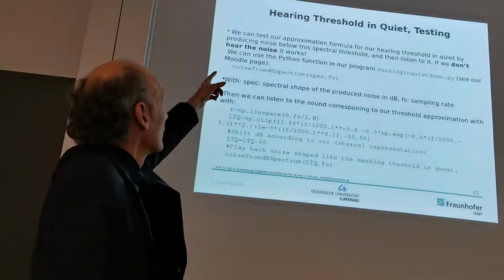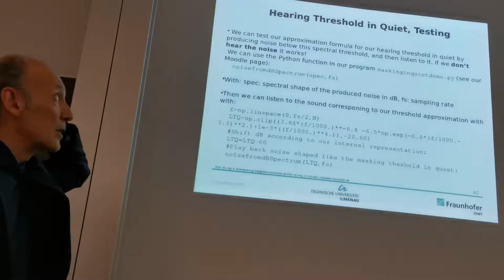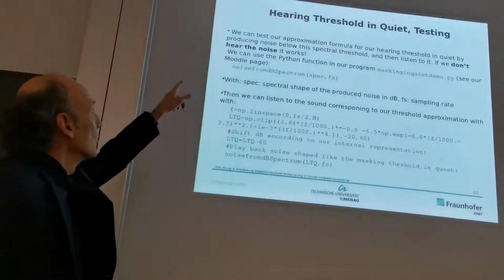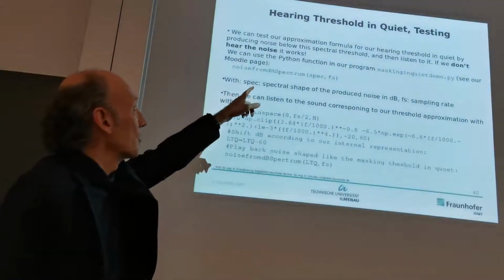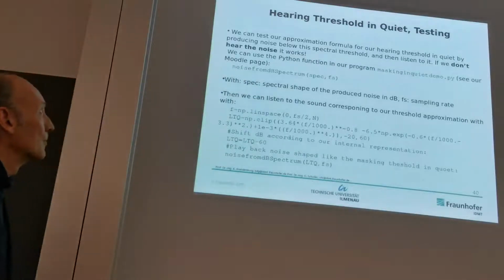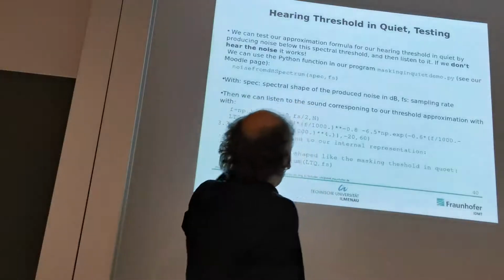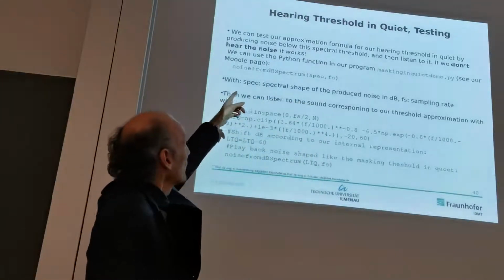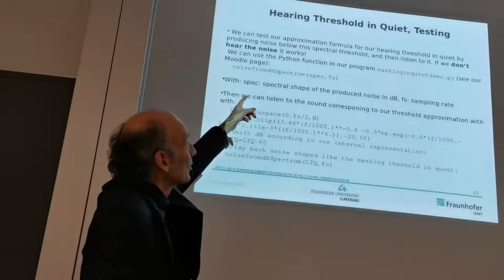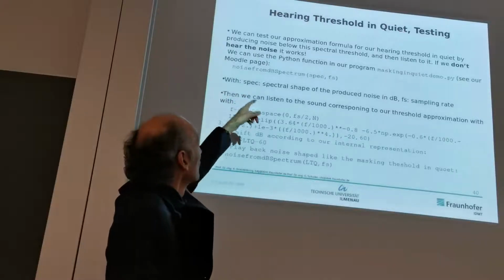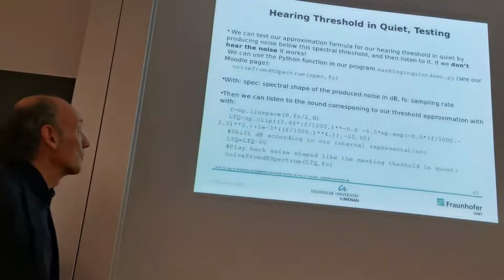Yeah, so we can now test our approximation formula for our hearing threshold in quiet by producing noise below this spectral threshold and listening to it. If we don't hear the noise, it works. We could produce noise shaped like this threshold, and our ear shouldn't hear it if it works right. So we can use the Python function in our program masking quiet demo.py, which is called noise from dB spectrum.